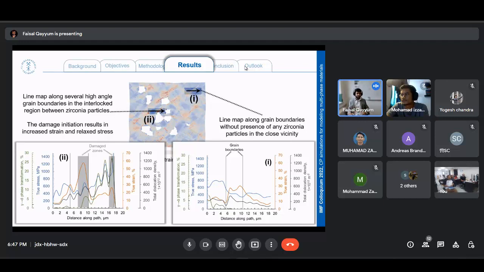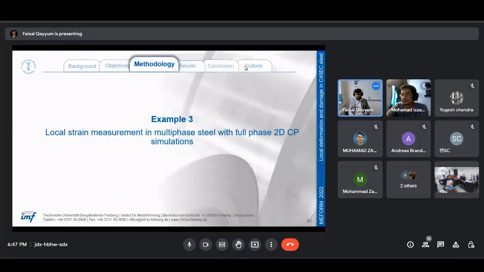The point of showing this is that we can post-process the data in many different ways and get all the details. And now I will talk about the low-constraint measurements and multiphase materials with full-phase crystal plasticity simulations.